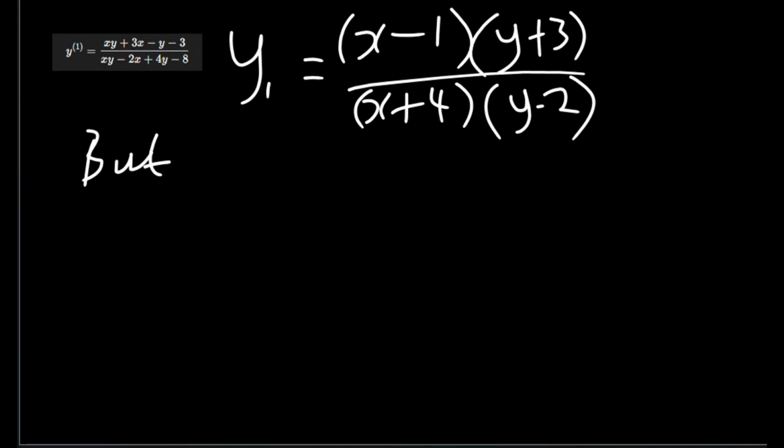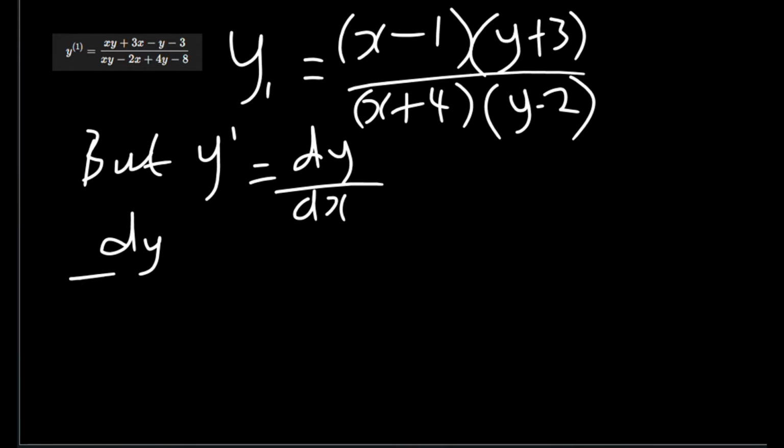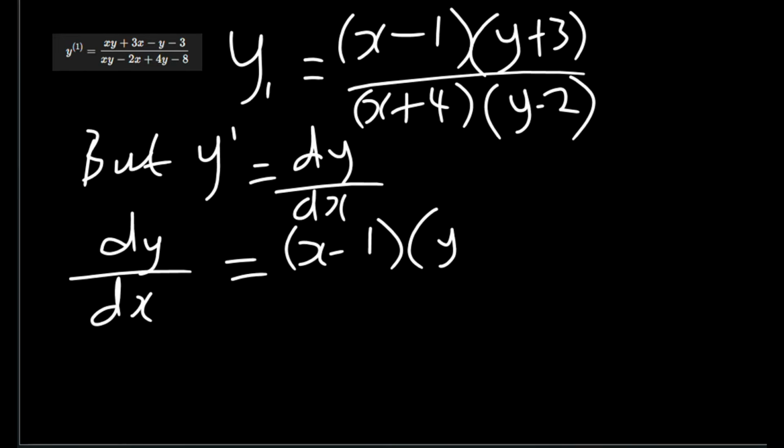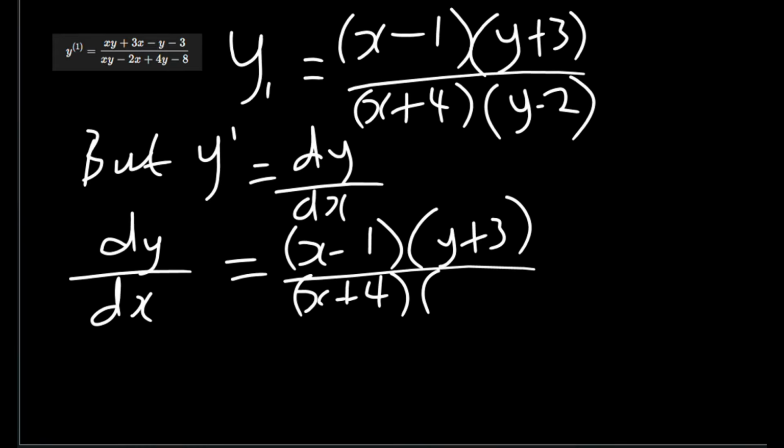So we know that when you have y prime, it is same as dy dx. So we can replace that with y prime. So that's it. Let's rewrite the expression. Dy dx is equal to x minus 1 bracket close multiplied by the expression y plus 3 brackets close all over x plus 4, then you close your brackets. We have y minus 2 as well. Then we close the brackets.